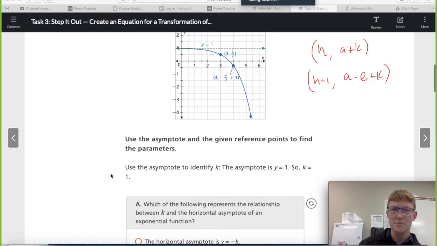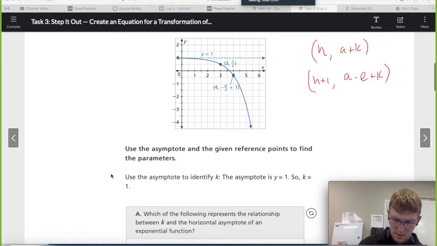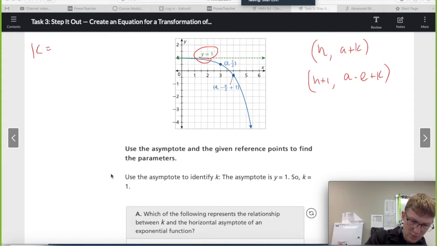So use the asymptote to identify k. Our asymptote is at y equals 1, so therefore our k is equal to 1. Easy enough for that. Oops, I don't want to delete that. So k equals 1.